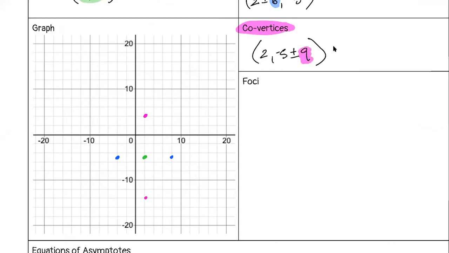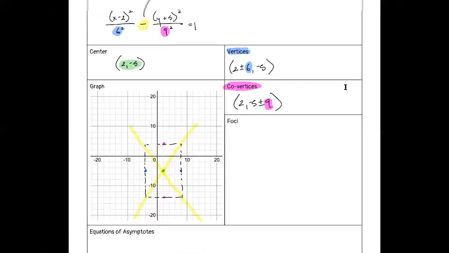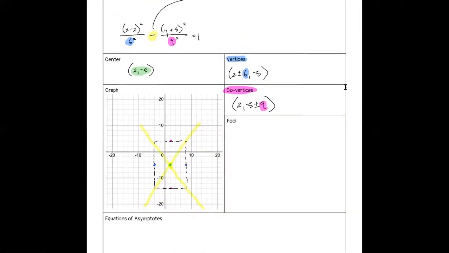All right, we're going to draw a rectangle. And we're going to draw our asymptotes. All right, are these opening up and down or side to side? And how do we know? Side to side. Yeah, how do you know that? The x is first. Beautiful.